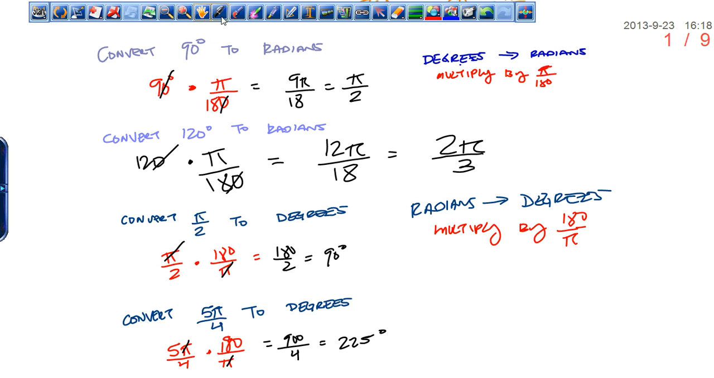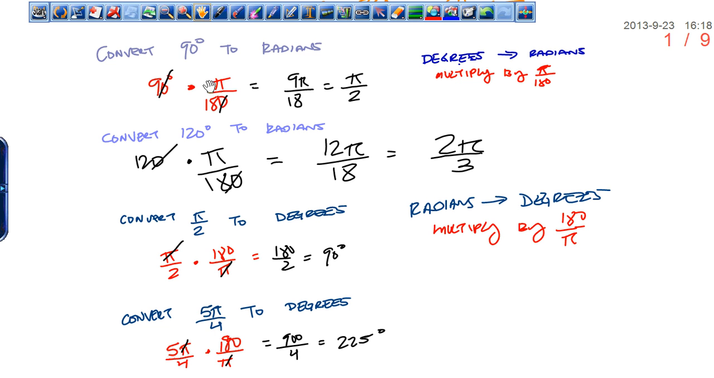The last thing I want to talk about is how to convert from radians to degrees and degrees to radians. The first thing is converting degrees to radians. So we've got this angle, 90 degrees, a right angle. To convert degrees to radians, we're going to multiply by pi over 180. That's what I have written right over here. If we're going the other way, we're going to multiply by the reciprocal, 180 over pi.